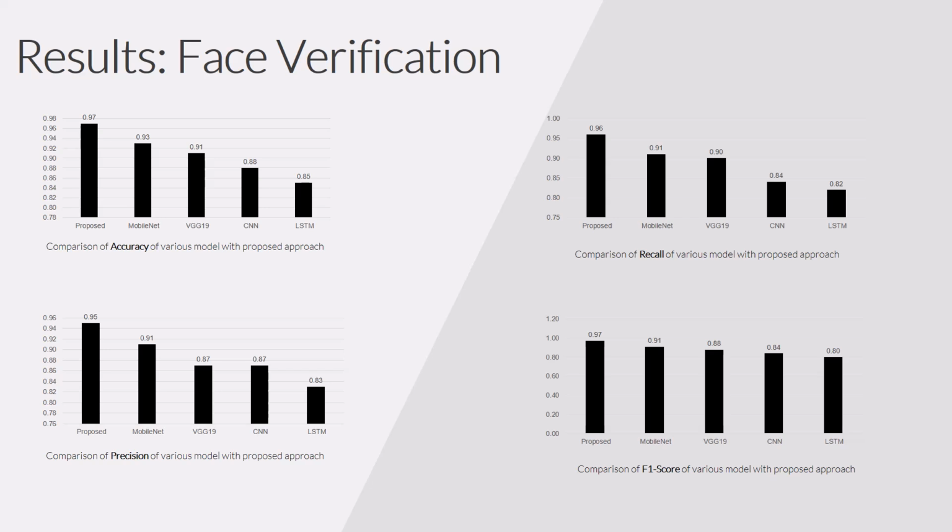These are the results for face verification. Once image reconstruction is done, we are classifying them to see whether they are correctly recognized or not. For that we have used parameters like accuracy, precision, recall, F1 score, etc. And as you can see, on all parameters, the presented model is outperforming the rest of the existing models like MobileNet, VGGNet, CNN, LSTM, etc.